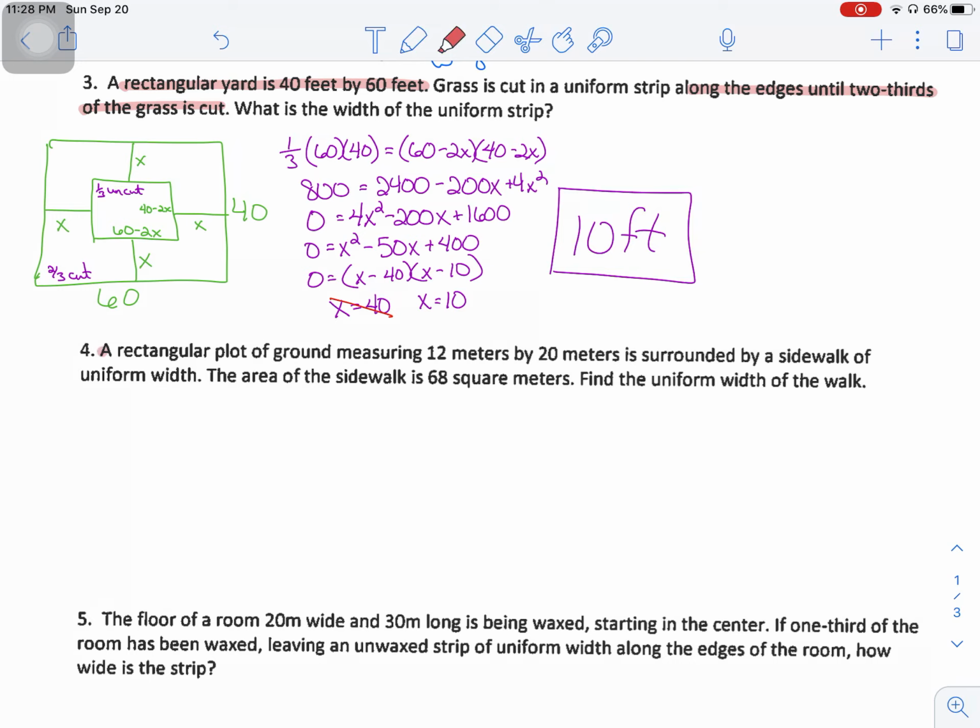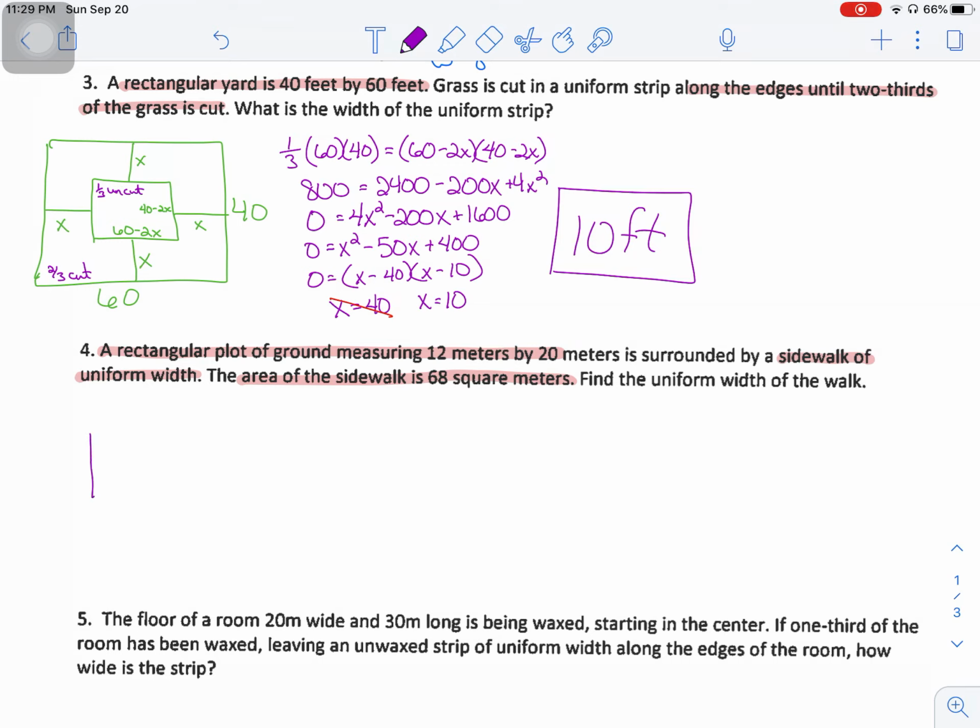We've got a rectangular plot of ground measuring 12 by 20, surrounded by a sidewalk of uniform width. The area of the sidewalk is 68 square meters. All right. Take this information, turn it into a picture.